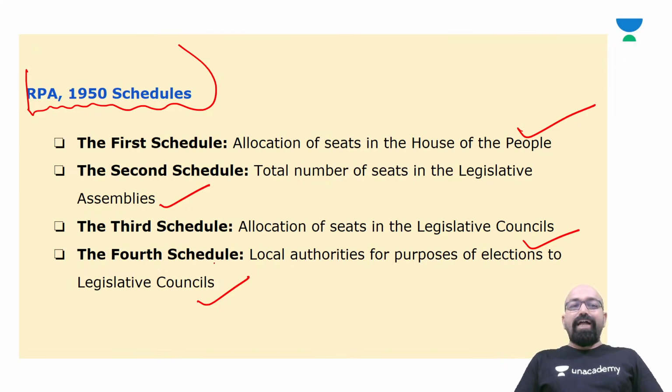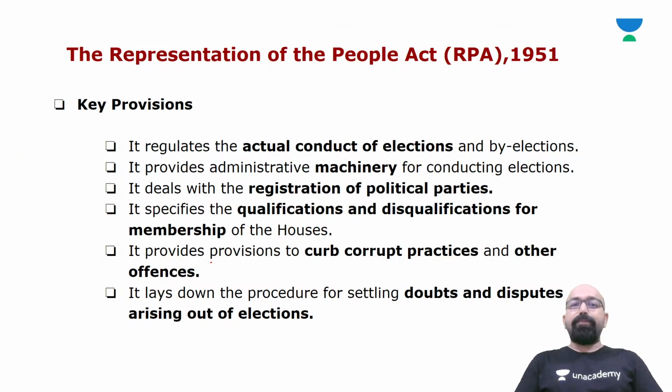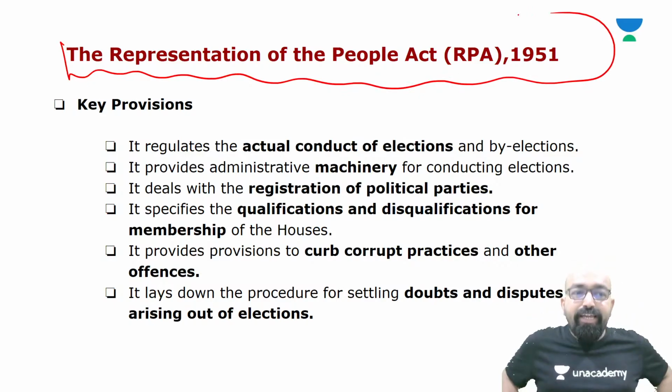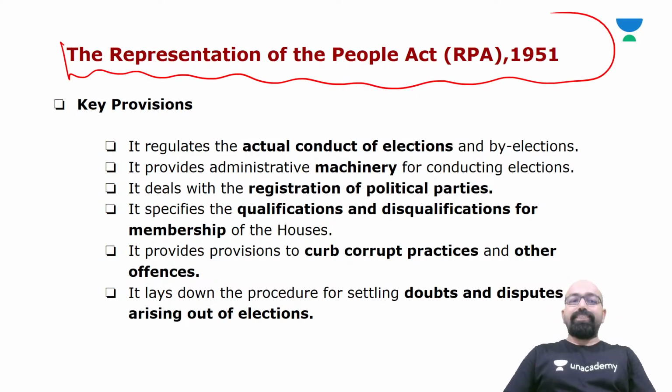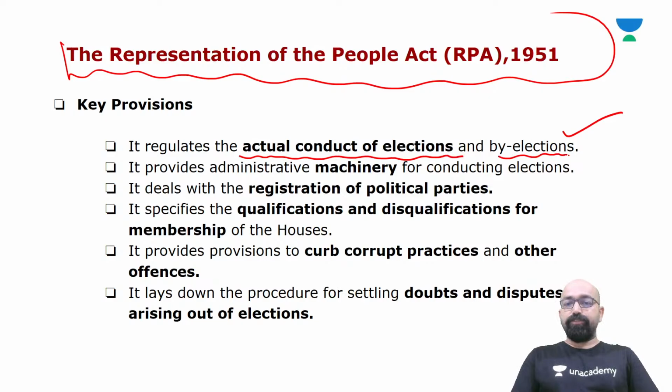So now, after that we will see the Representation of the People Act 1951. Friends, if we are talking about the key provisions of this Act, this Act regulates the actual conduct of elections and by-elections. Then it provides administrative machinery for conducting elections. It deals with the registration of political parties.